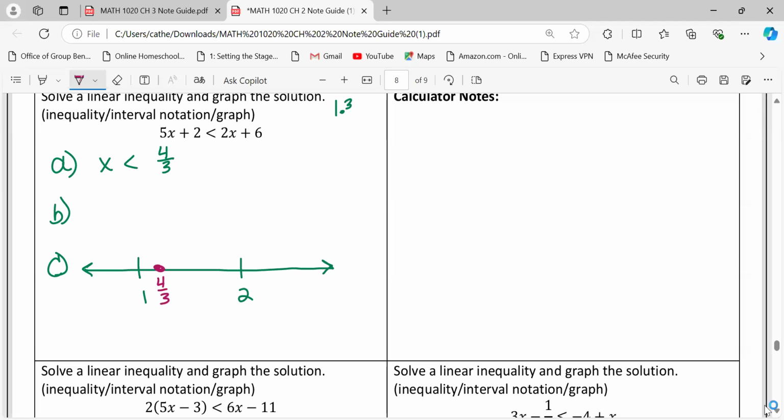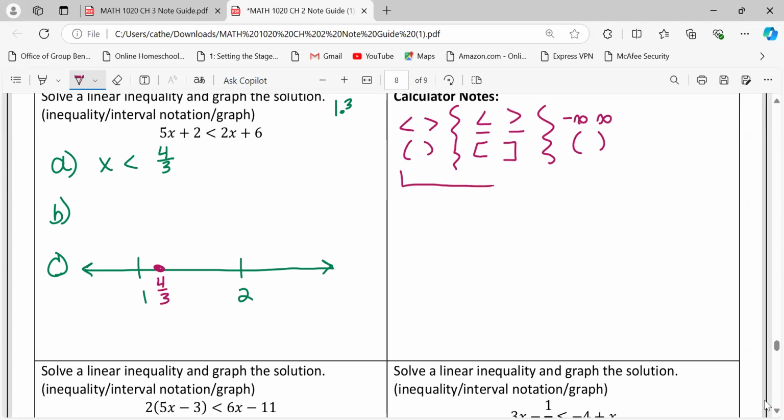All right, so I'm going to show you some things about interval notation. If you have a less than or just a greater than, you have some type of parenthesis. A less than or equal to or greater than or equal to, you have a bracket. And infinities always have a parenthesis. The inequality symbol tells us what's going to be on the number.